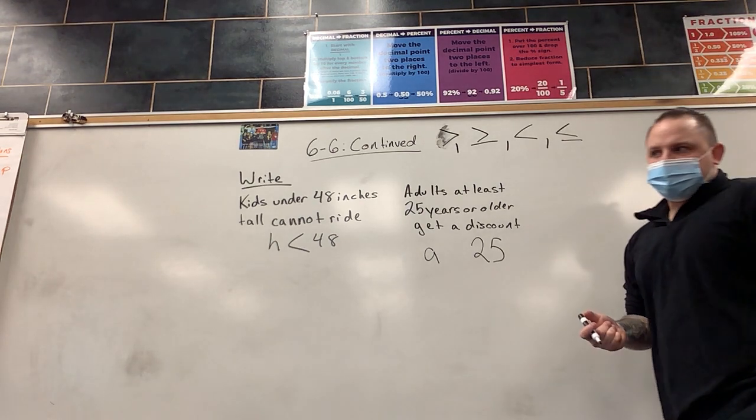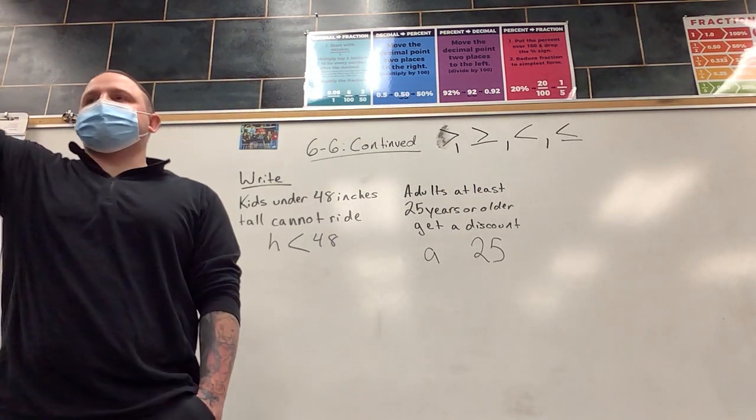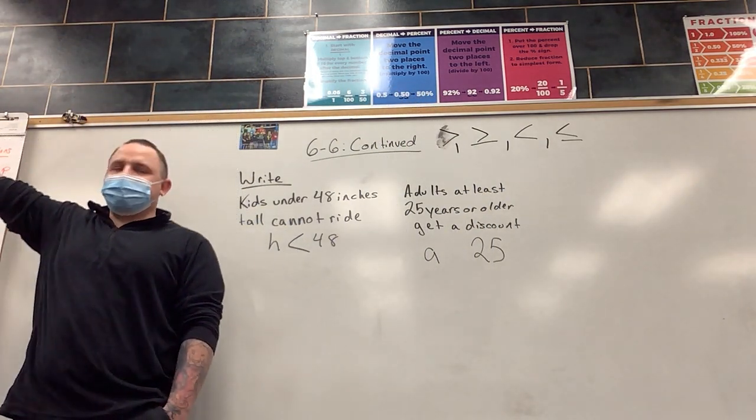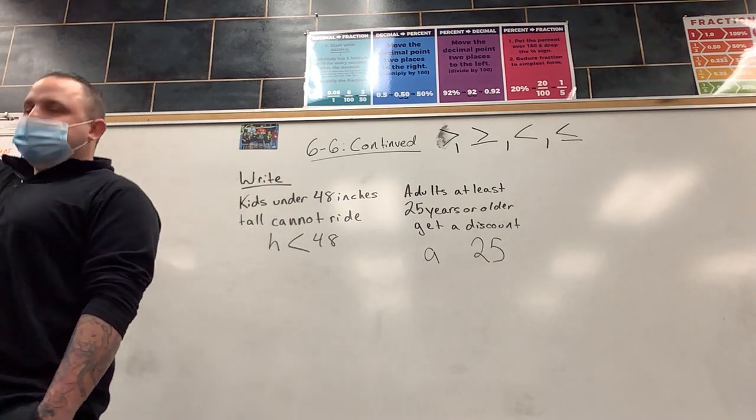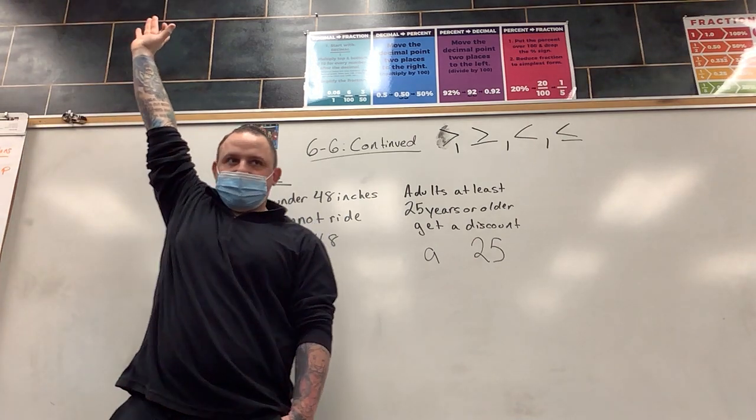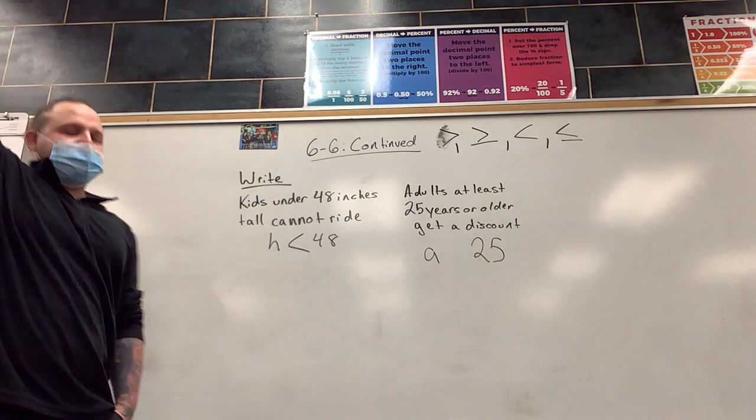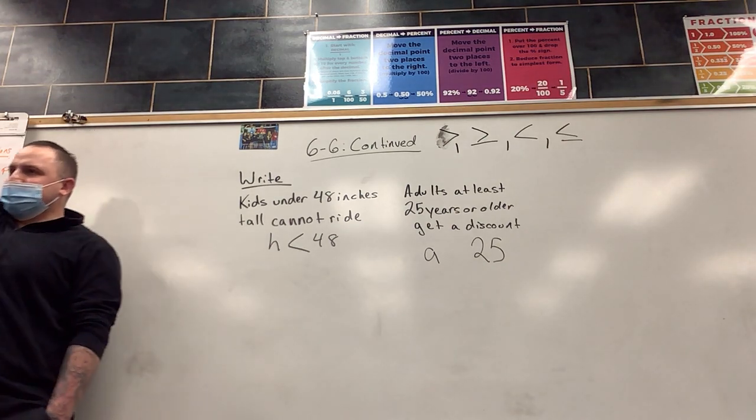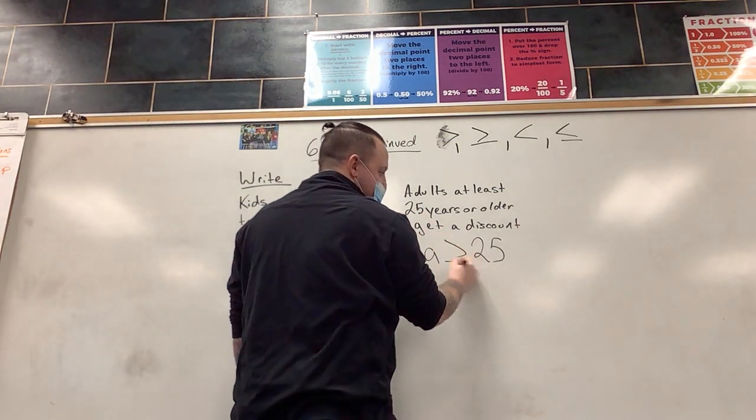What does your age have to be? 25. Okay, who says less than or equal to? Who says greater than or equal to? Okay, so now we compare. Who says just greater than? Raise your hand. Who says greater than or equal to? The question you always have to ask is, can you be 25? So in this case, can they be 25? Yes. Correct answer is greater than or equal to.